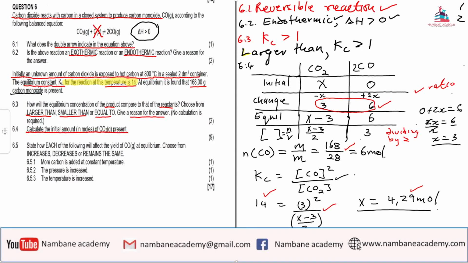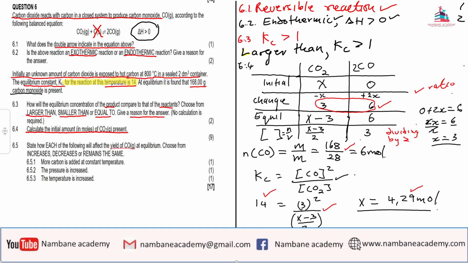6.5.1. State how each of the following will affect the yield of CO. That is now the application of the Chatelier's principle. Choose from increase, decrease, or remain the same. 6.5.1, more carbon is added at constant temperature.